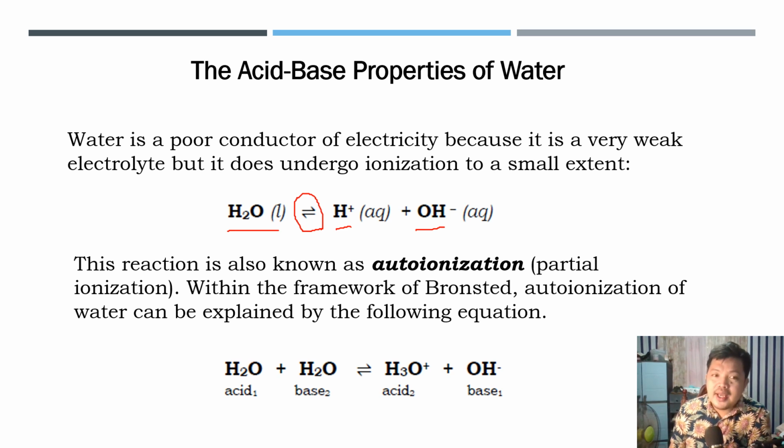Okay, so this reaction is also known as autoionization, partial ionization. Within the framework of Bronsted, autoionization of water can be explained by the following equation. Ayan.